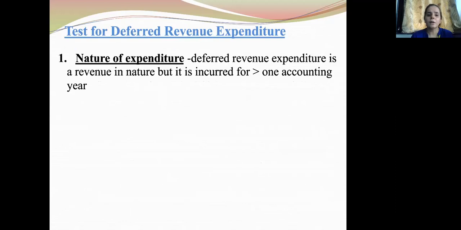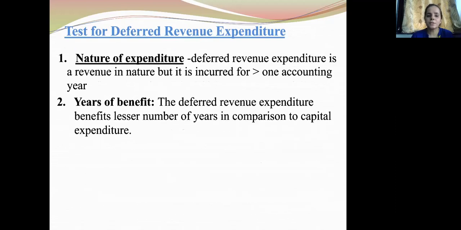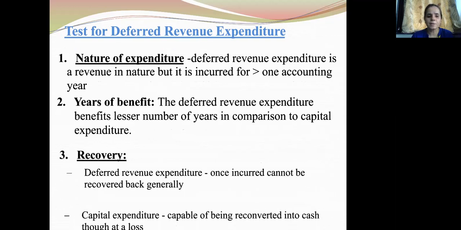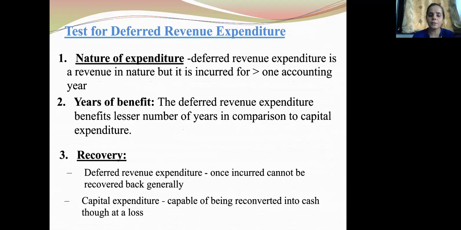Let us see the examples and features of deferred revenue expenses. These are the three features. First, by its nature, its benefit is for more than one accounting year. And the second is that its benefit is not like capital expenses. In capital expenses, we cannot say, because the life of an asset may be 5 years, 10 years, maybe 15 years, but in deferred revenue expenses the term is fixed, right? Advertisement for 5 years, whitewash of building every 2 years. So in deferred revenue expenses, we know the number of years.